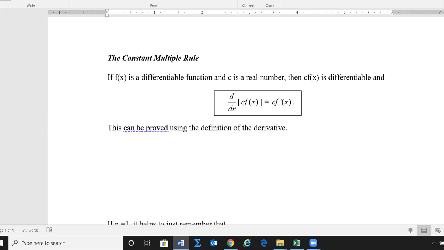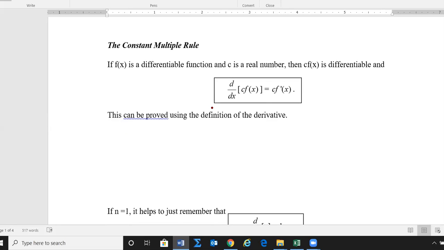Okay, now here's another one. I'm not going to go through the proof of this. I don't want to bore you with those details, but you can certainly throw in this constant and prove this one for yourself. It's not that difficult to do. So let's scroll down here.